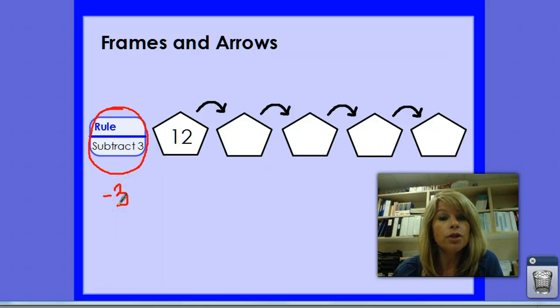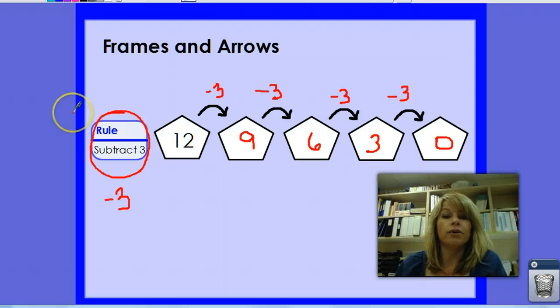I want you to press pause and start with this first number 12 and subtract 3 for the next 4 frames and arrows. And press play when you're ready to check. All right, let's see how you did. The rule again is subtract 3 or minus 3. 12 minus 3 is 9. 9 minus 3 is 6. 6 minus 3 is 3. And 3 minus 3 is 0.